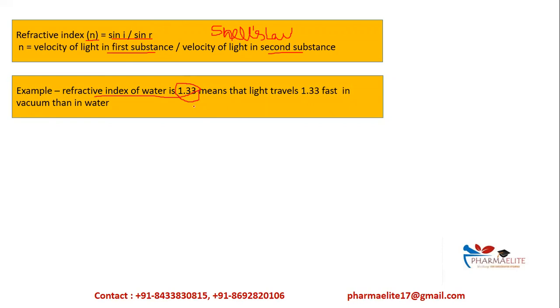Water has a refractive index of 1.33. Now what do I mean by this? That the refractive index of water is 1.33. It means that light travels 1.33 times faster in vacuum than in water.